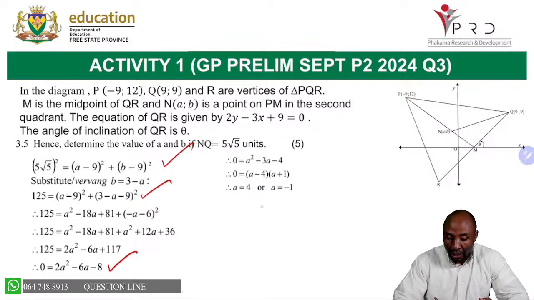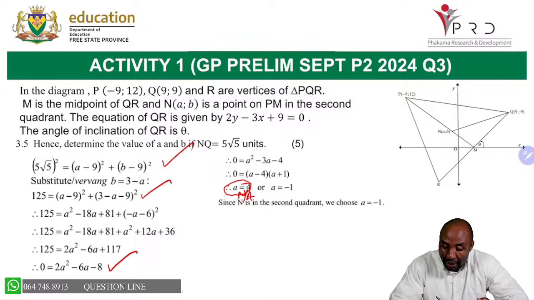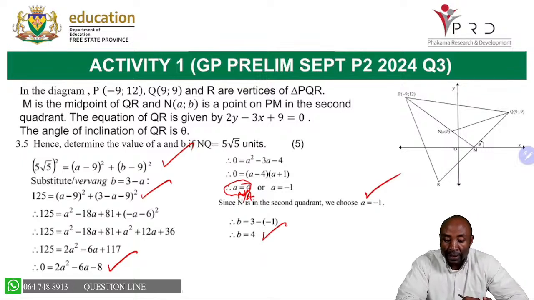But remember, if you check our point N, it's in the second quadrant. And in the second quadrant, the value of X there should be negative. So A equals 4 in this case is not applicable because the point N is in the second quadrant and our X value there is going to be negative. Hence we choose A as negative 1, and then we substitute and get our B as that. So you will get a mark for the value of B as well as for the value of A as negative 1. Then we get our 5 marks.